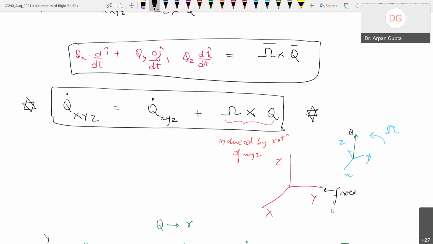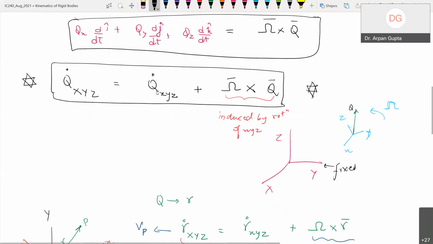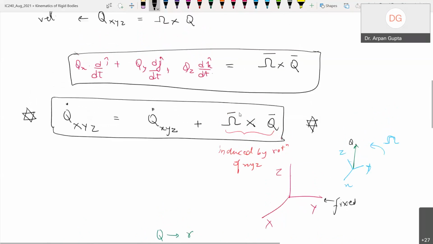So these are all vector equations. I may put a bar, I may not put a bar, but from now onwards everything is vectors, so by default you have to assume that. When I say cross, it is not just multiplication, it is a cross product of two vectors. This is the generalized expression that we have derived.